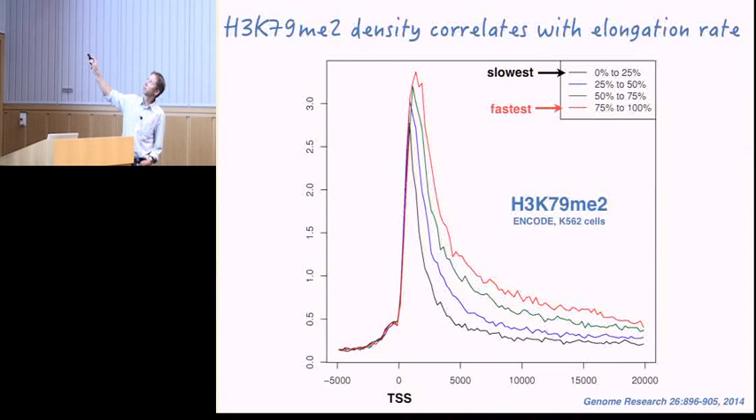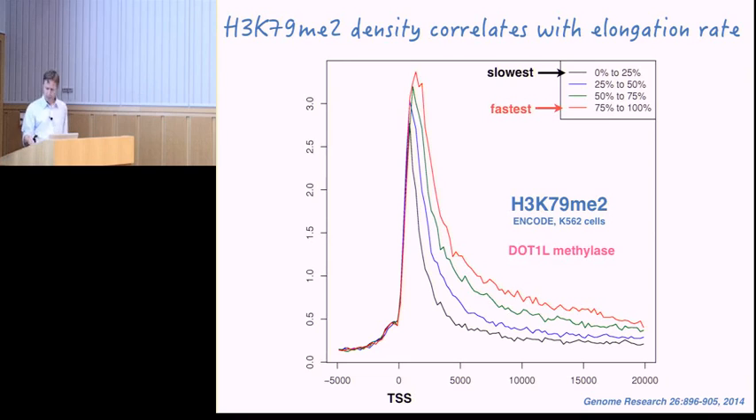And then we asked if we map the different histone marks in these different groups, do they differ? And when we did this for this particular histone mark, they ordered in the order of elongation rate. So the fastest elongating rate genes had the highest level of this methylation mark, and the slowest the least. So there was a correlation between this mark and elongation rate.